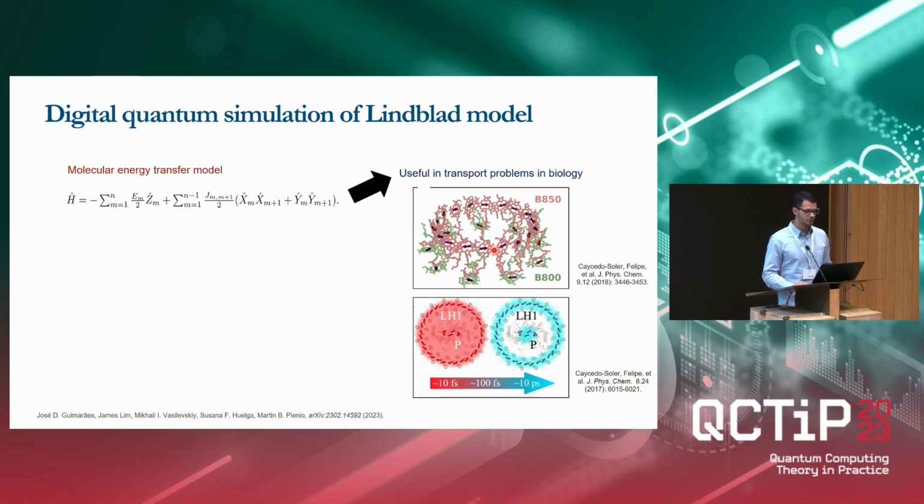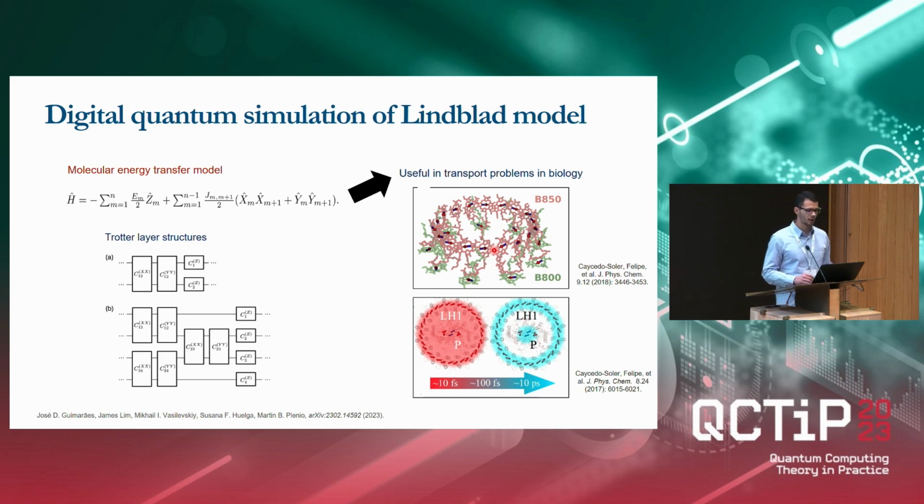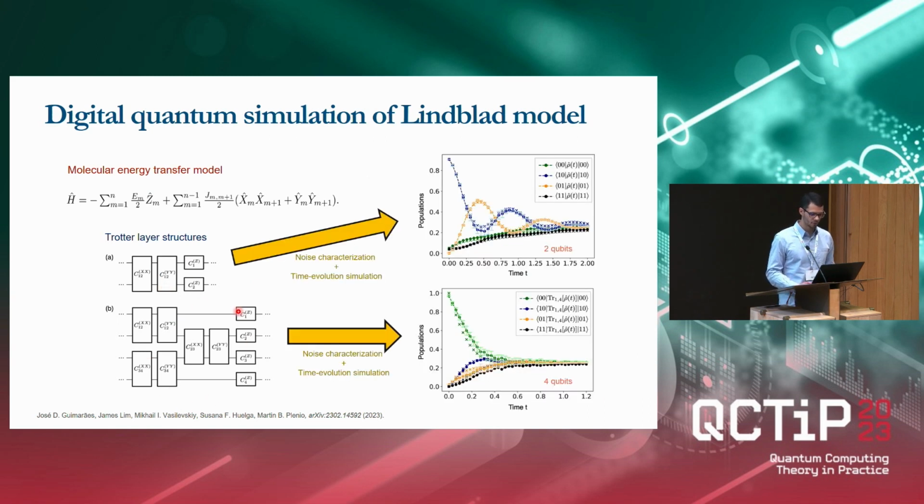So going back to the quantum simulation, we did some proof of concept simulations with 2 and 4 qubits with these Trotter layer structures, and these are some of the results we obtained. We implemented noise characterization in an IBM quantum computer, and then the time evolution simulation. Here we measured the population terms of a density matrix. The dots are the quantum simulation results, and the crosses are a classically solved Lindblad equation where the error rates, so the decoherence rates, are the ones that we obtained by the noise characterization.